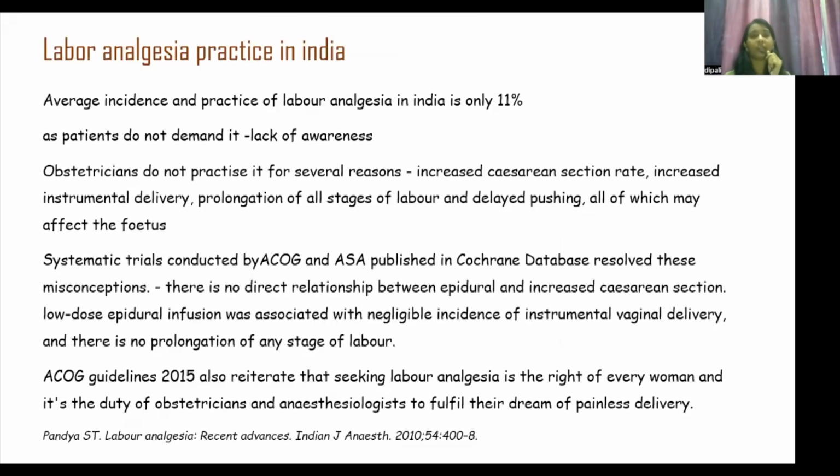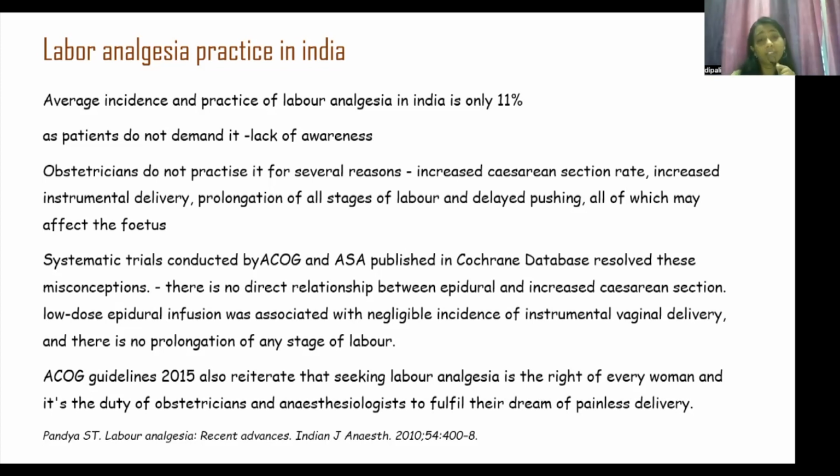In India, labor analgesia practice is very low. The average incidence and practice of labor analgesia is only 11%. So why so low? There are multiple factors. The patient factors are that they are not aware of the procedure. The obstetricians' factors are that they believe this process increases the rate of cesarean section, increases the rate of instrumental delivery, prolongs the labor and affects the fetus. Anesthetists are also not willing because it is a time consuming process, and the wages which we receive are less.